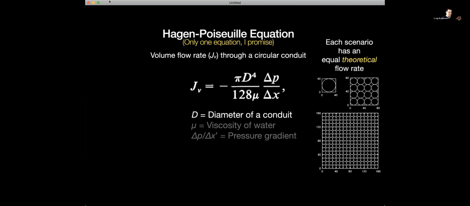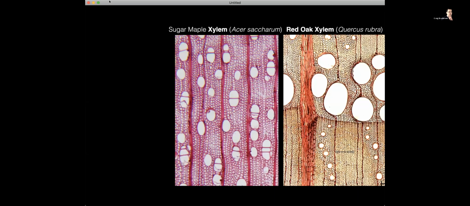And we can use this equation to look at something like these two different examples. These are two common hardwood species that we find in our forests here. There's a sugar maple on the left, an Acer species, and then a Quercus on the right. You can immediately see that there's a difference. The one on the right, the oak, is a ring porous species, and on the left is a diffuse porous species. And you can see that there's a large difference.